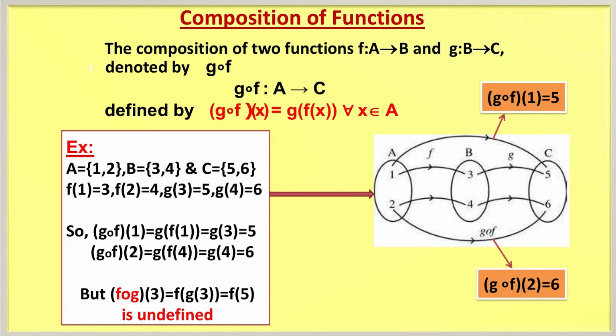So, what is function composition? Suppose f is a function from A to B, g is a function from B to C, then the composition function g composition f is defined from A to C such that (g∘f)(x) is equal to g of f(x) for all x belonging to A. You see, the domain of g composition f is equal to the domain of f. It starts with g, in between there is the composition symbol, and it ends at f.